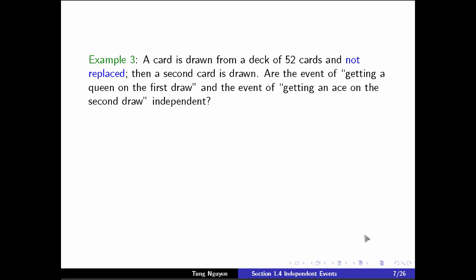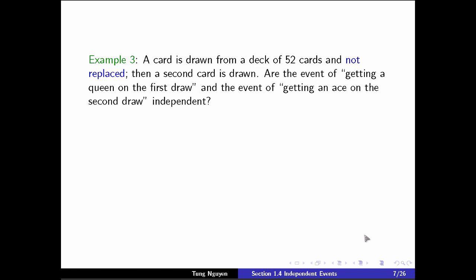On the next example, this is similar to the previous one, except this time we will not replace the first card back into the deck. We still draw two cards, but do not replace the first one back to the deck after we draw it.